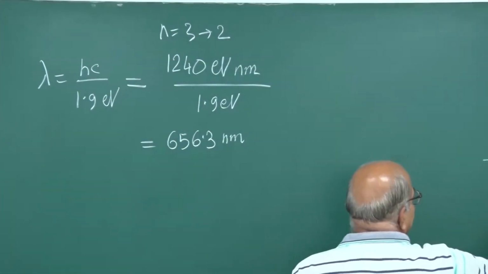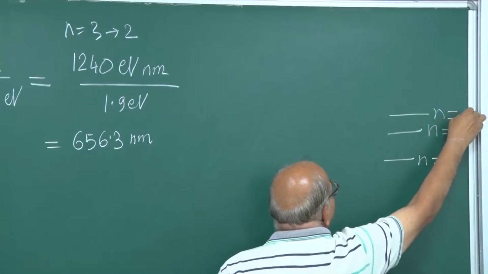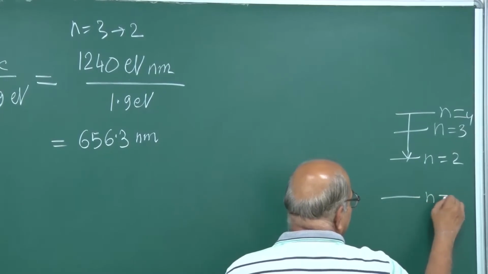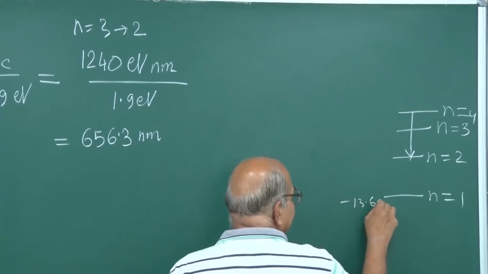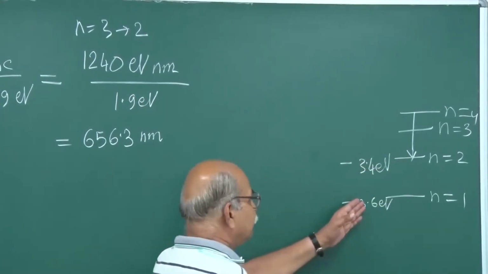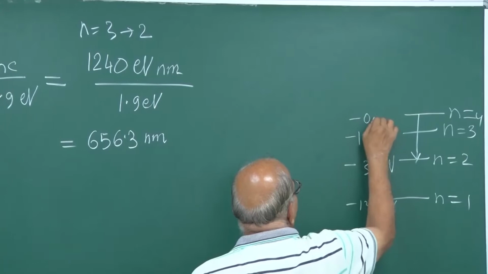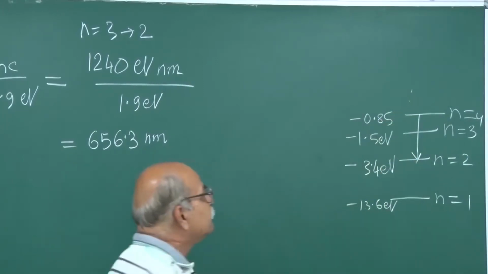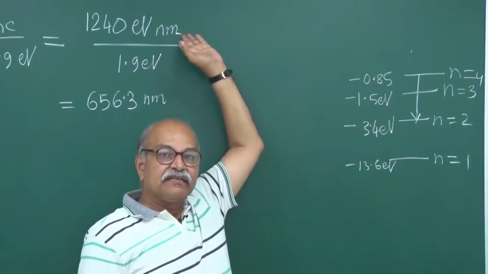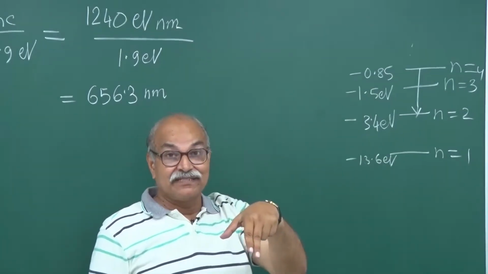If you have the transition n equal to 4 to n equal to 2. So n equal to 1 is minus 13.6 eV, this was minus 3.4 eV, this divided by 4, and this was minus 1.5 eV, and this is minus 0.8 eV, and so on. So you can work out, if it goes from n equal to 4 to n equal to 2, what will be the wavelength. That matches exactly with that second wavelength which is emitted.